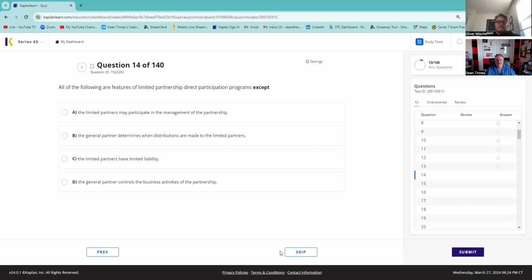So all the following are features of limited partnership direct participation programs, except. So that's true. C is true. I think it's A. Excellent. Good job.